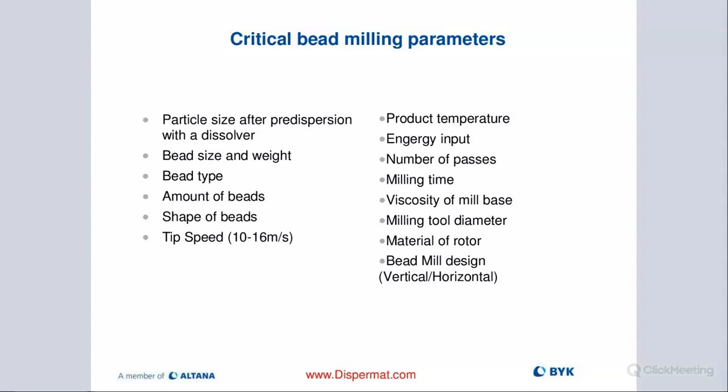Also, if the mill itself is outfitted with stainless steel components like a stainless steel rotor or a stainless steel milling chamber, and you're trying to mill white pigment, TiO2, you're going to have issues. So you might also want to look at outfitting the mill with ceramic components. There are zirconium oxide lined milling chambers. There are zirconium oxide milling discs or rotors that will help with that.